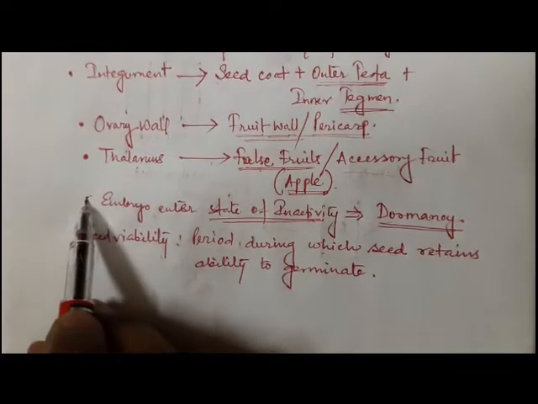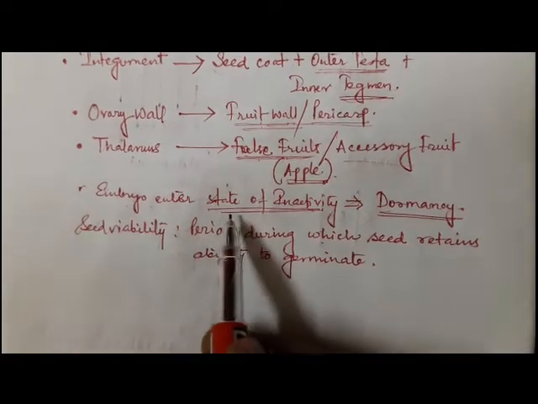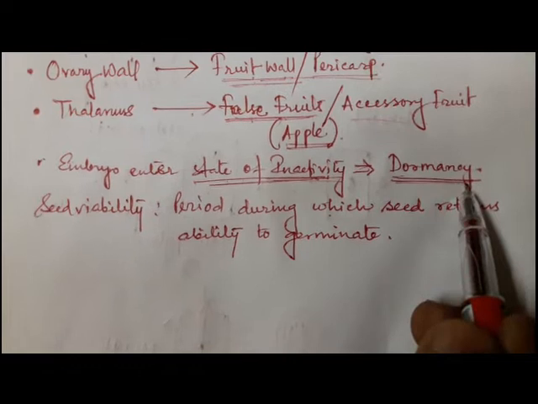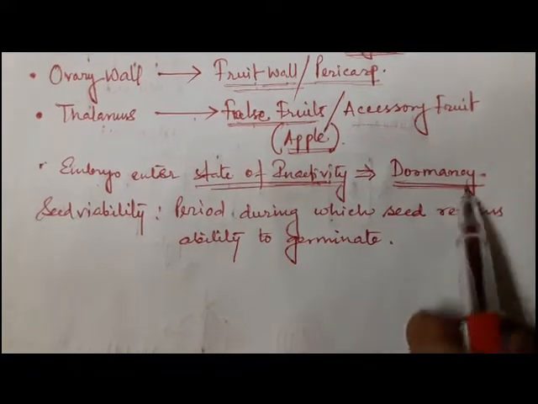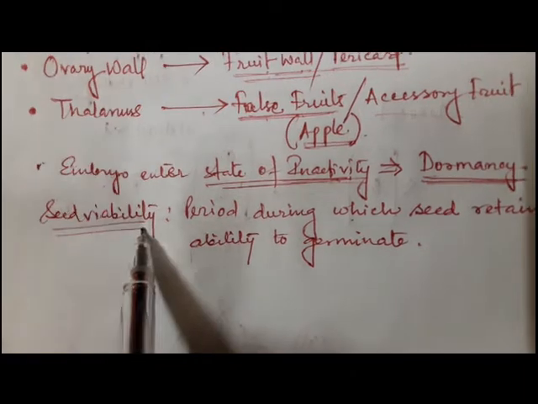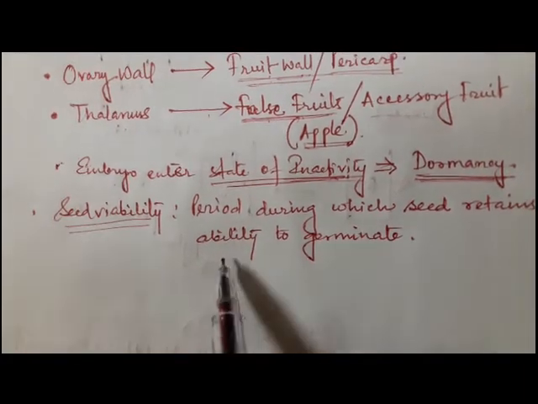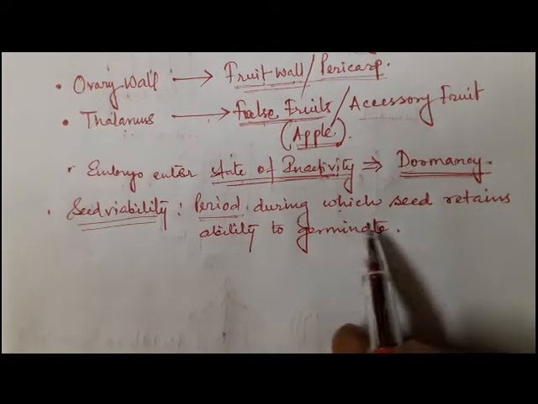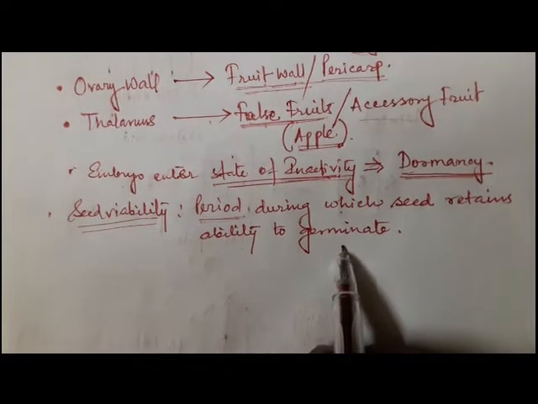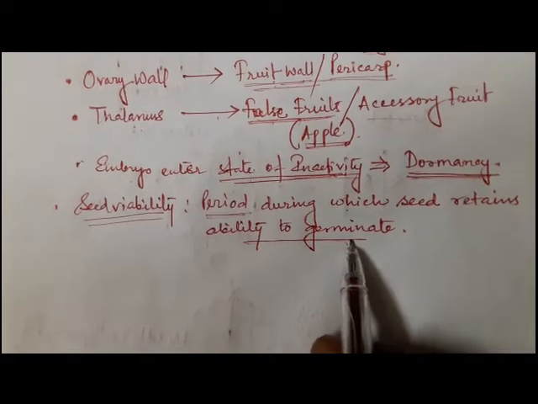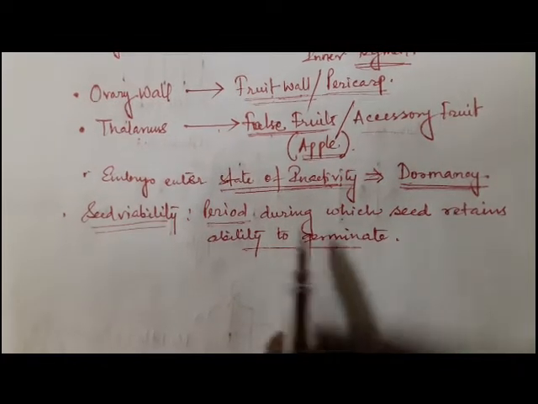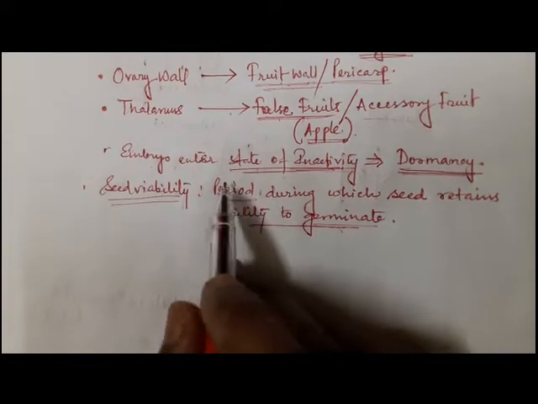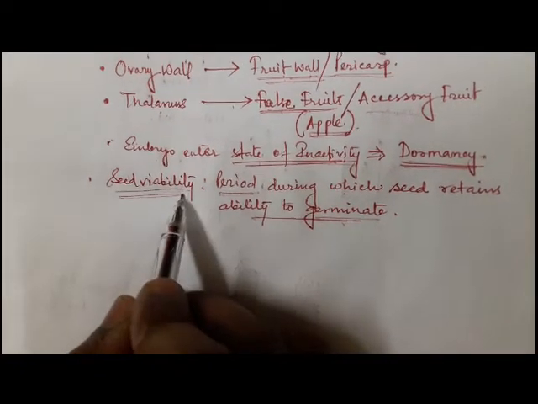In certain cases, when embryos enter the state of inactivity, the period is termed as dormancy. Seed viability is the next thing, which we understand as the period during which the seed retains the ability to germinate. That means after a certain period of time the seed will still be able to germinate. That period is called seed viability.